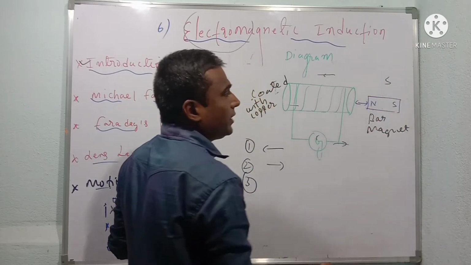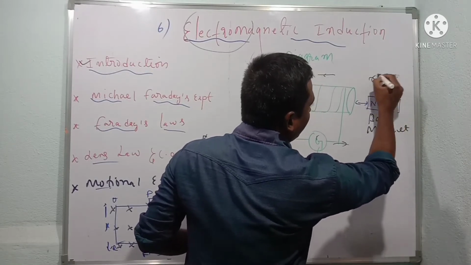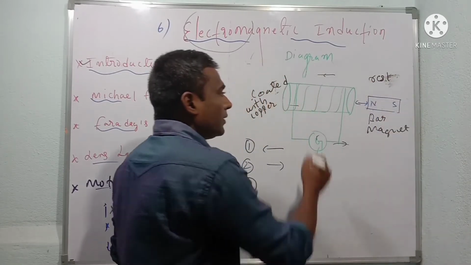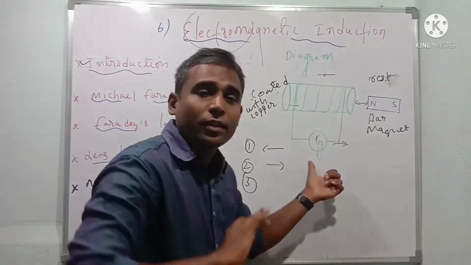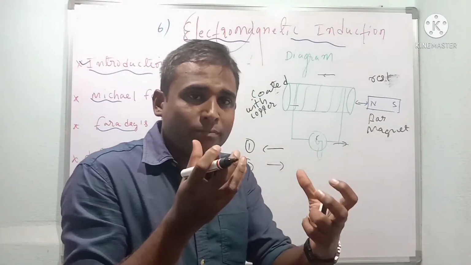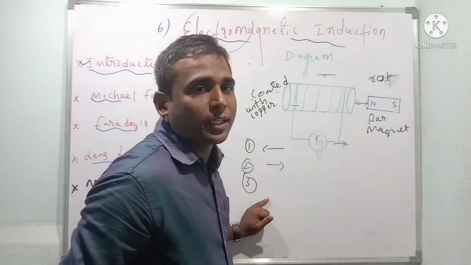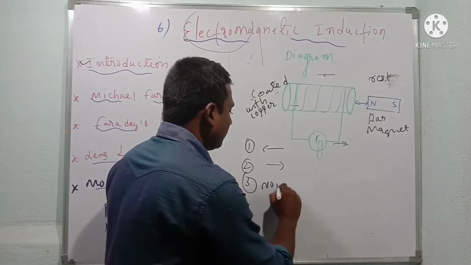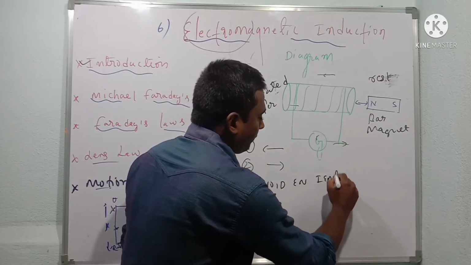The third case: I keep the coil at rest, a stationary point. Can we find any deflection in the galvanometer? No, because there is no interaction between the magnetic field and the coil. Hence no deflection, no induced current, no induced EMF.